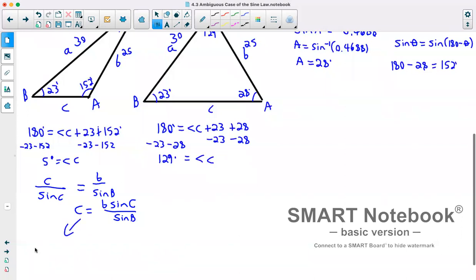So for this one, we have C is equal to side length B, which is 25, sine of angle C, which was 5 degrees, over sine of angle B, which was 23 degrees. Which gives us 5.6. So side length C here is 5.6.